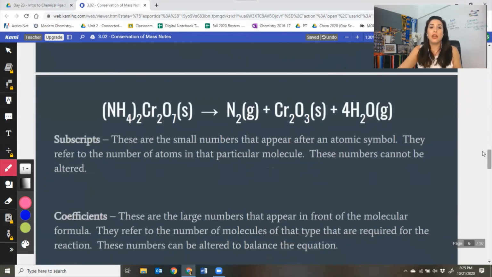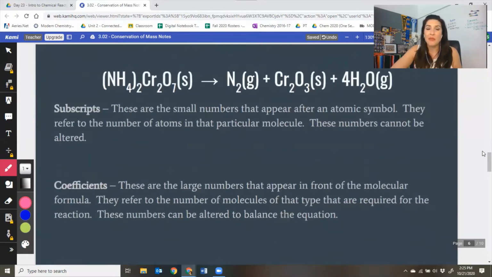So let's take another closer look at this chemical equation. A few different components here. We have subscripts. And as you recall, the subscripts are these small little down below numbers that appear after the atomic symbol, and they count how many atoms form that particular molecule. So this nitrogen gas, for example, is formed by a bond between two nitrogen atoms.